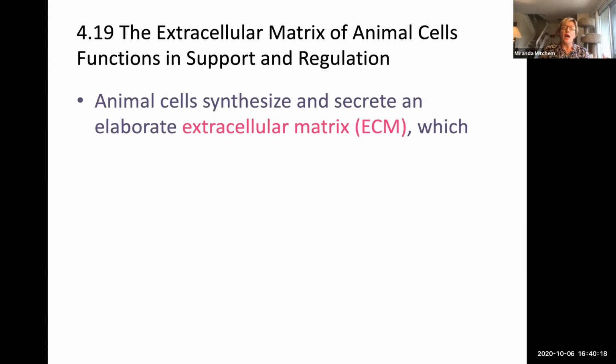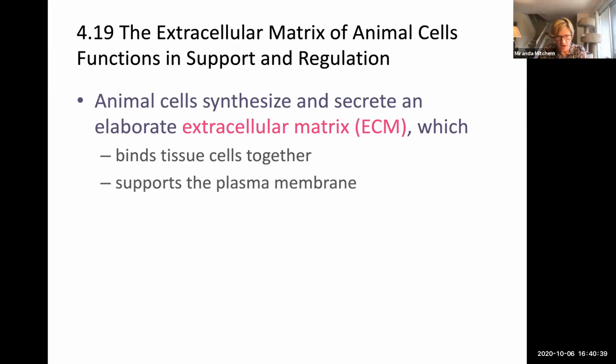All right, so outside of the cell is what is called the extracellular matrix, and it's actually an orchestrated, tangled network, if you will, of different proteins. So the extracellular matrix is what allows one cell to bond to another to form a tissue. It provides integrity to the plasma membrane of all the cells that are anchored through the matrix. And it's also critical in the communication of one cell to another.